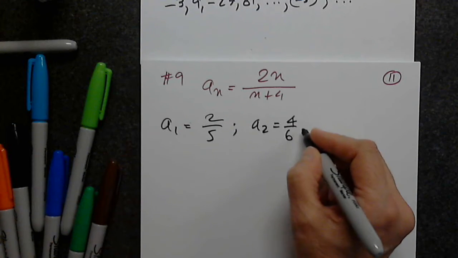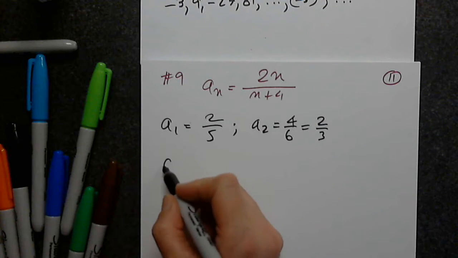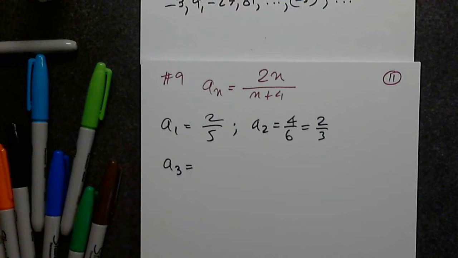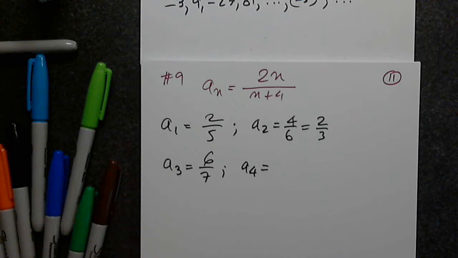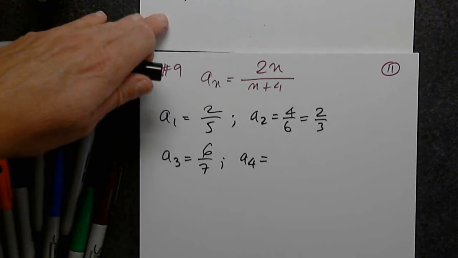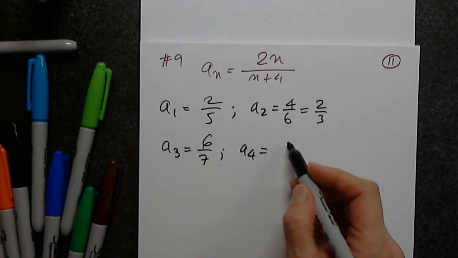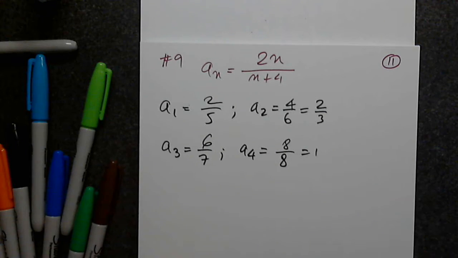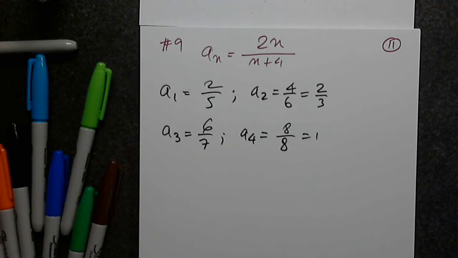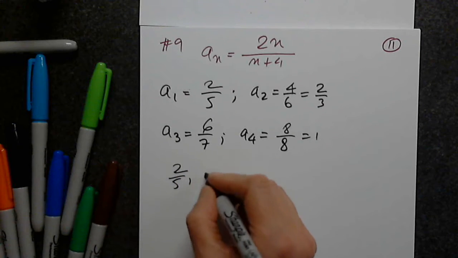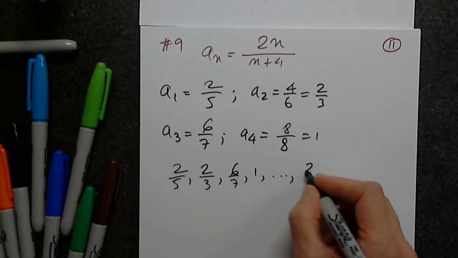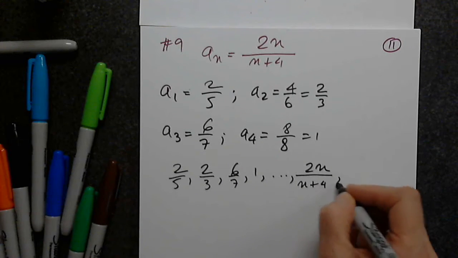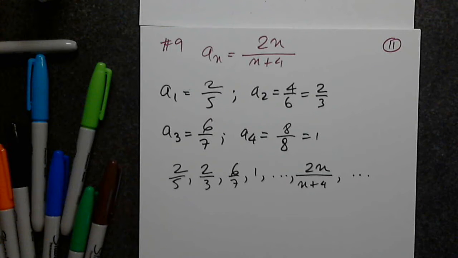That's it, which is 2/3. Good. Can anyone give us A3? That's it. And finally, A sub 4. So 8 divided by 8, which is 1. Very good. So how will this sequence look? Like this: 2/5, 2/3, 6/7, 1, dot dot dot, 2n over n plus 4, and it can continue forever.